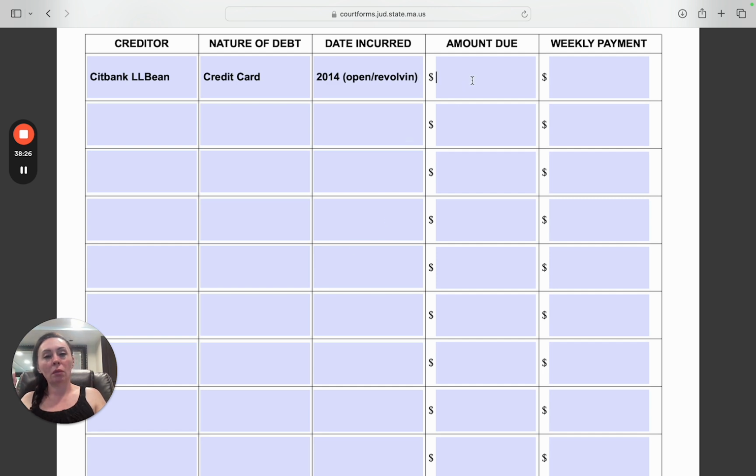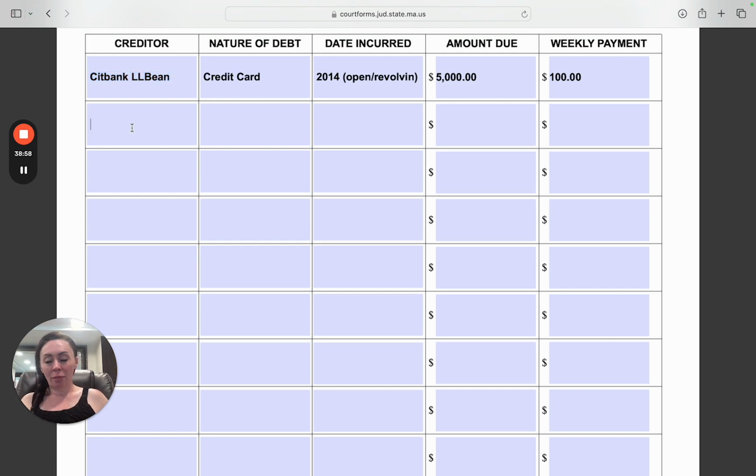Amount due. And again, when you update your financial statement, these numbers could change. But we need to know how much is due on the card. So maybe it's $5,000. Weekly payment. Credit cards normally get paid monthly. You get a monthly statement for your bill. So, I don't know, maybe you're paying $100 a week on this, $400 a month. Whatever it is, you've got to list it out.